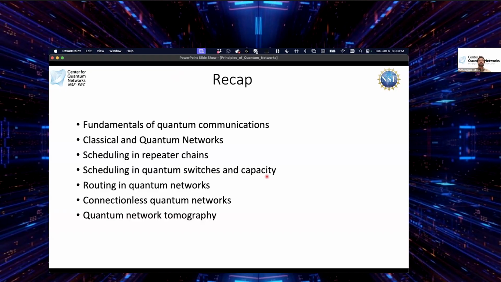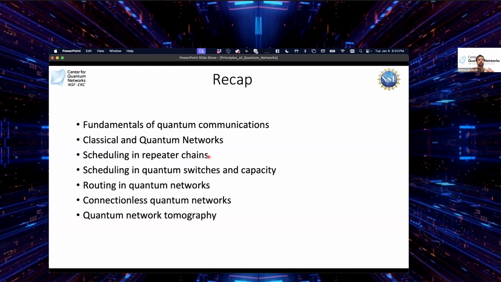So what we saw today was really a set of topics that relate quantum and classical networks. We started with the fundamentals of quantum communications, where we saw the concepts of a Bell state, of repeater chains, of distillation, fidelity, and so on. And we then talked about scheduling in quantum repeater chains. Essentially, we saw three different types of entanglement swapping scheduling: sequential, swap ASAP, and nested entanglement swapping. And we compared their performance based on different characteristics of quantum repeater chains.